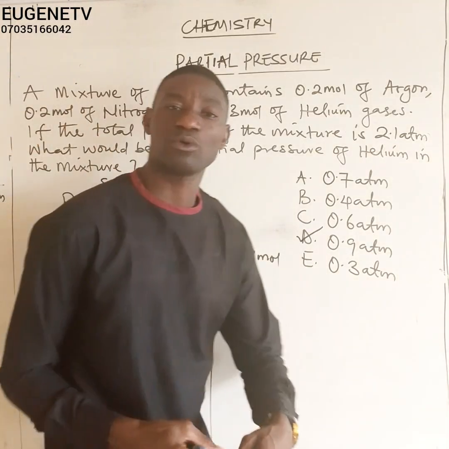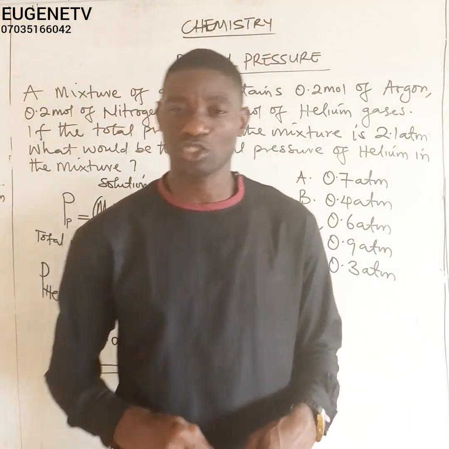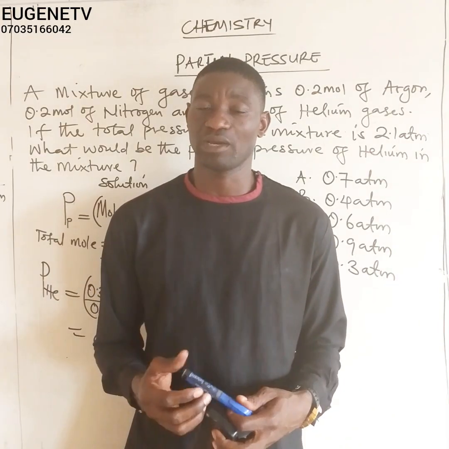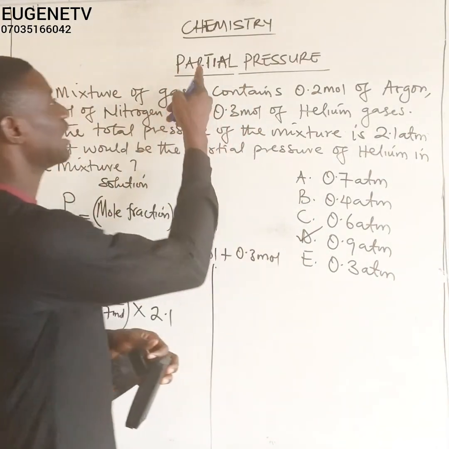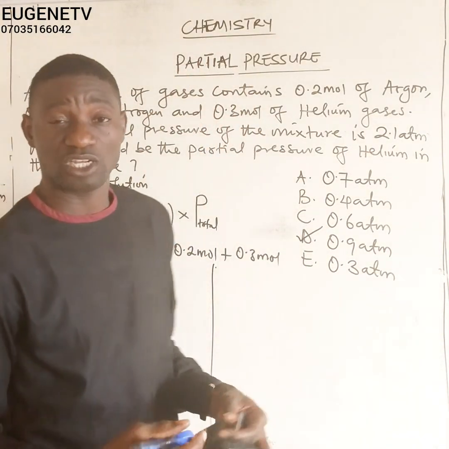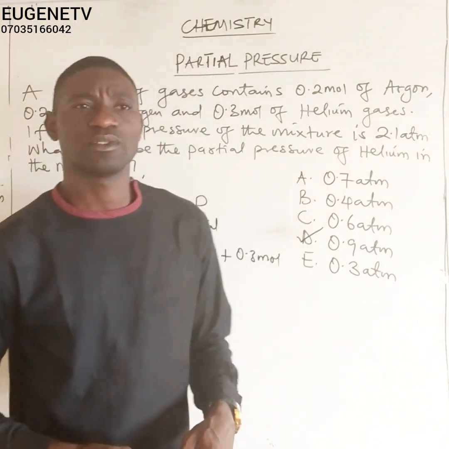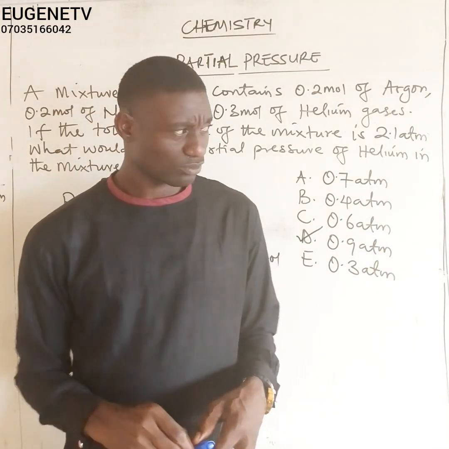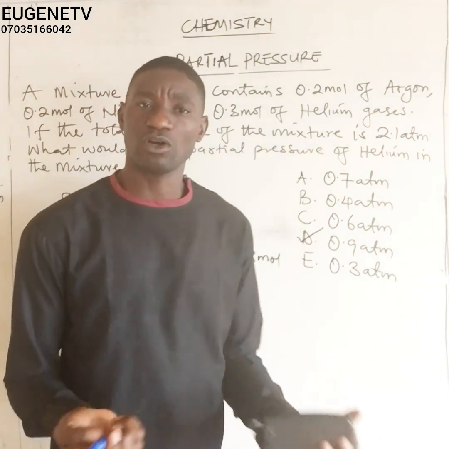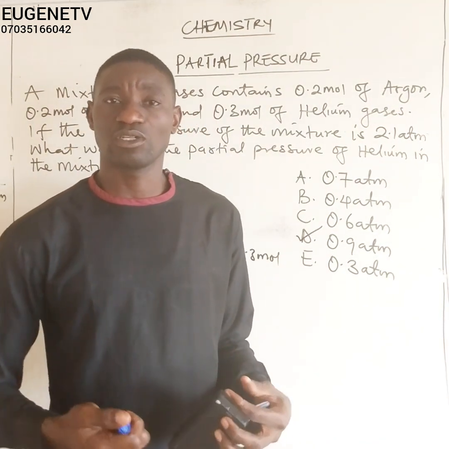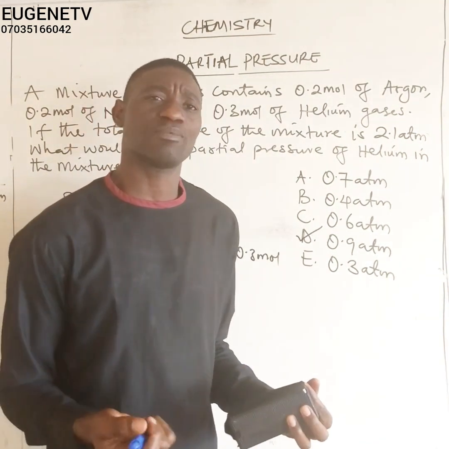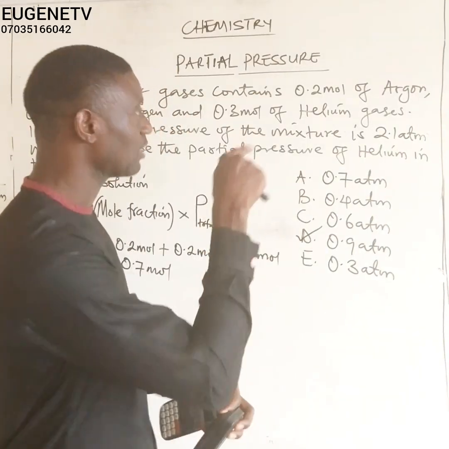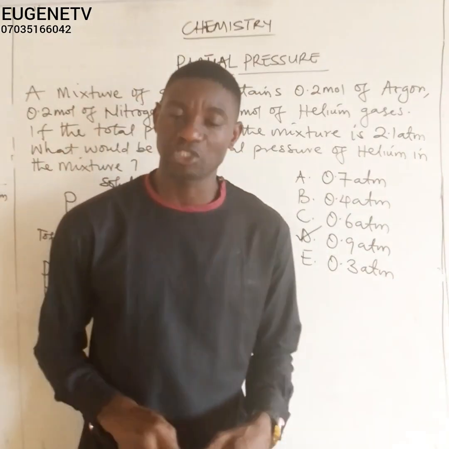If you have any problem on how to solve calculations on Dalton's law of partial pressure, this law is just stemming from Dalton's law of partial pressure. And of course, we know that Dalton's law of partial pressure says that if we have a mixture of gases which are not combined chemically together, the total pressure of the gas mixture is gotten from the summation of the partial pressures of all the individual gases that make up that mixture, provided the temperature and pressure remain constant.